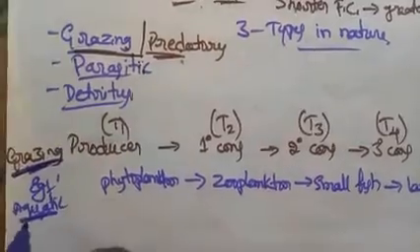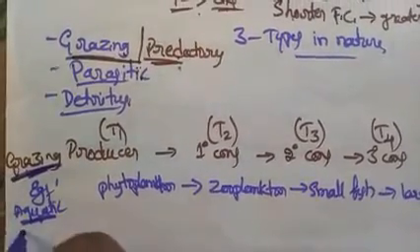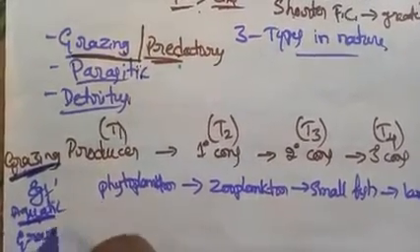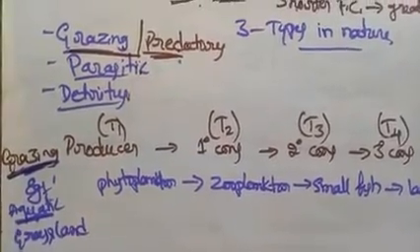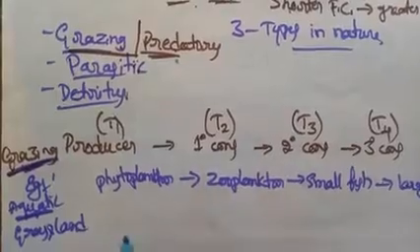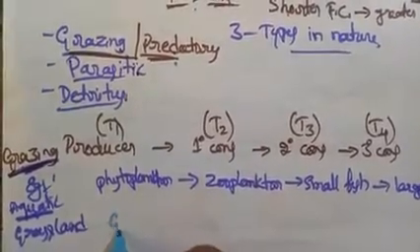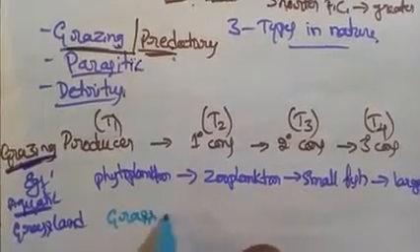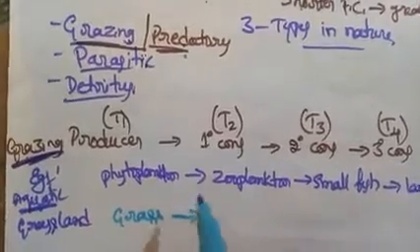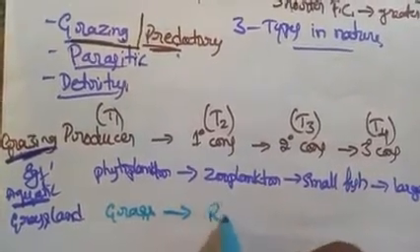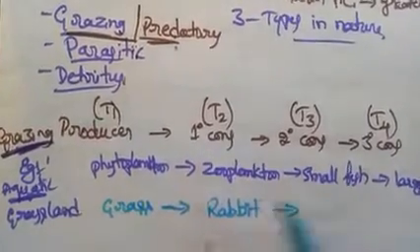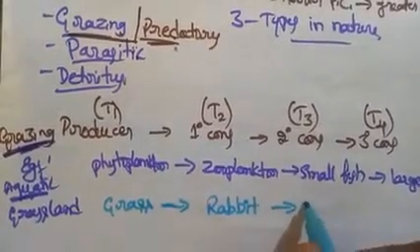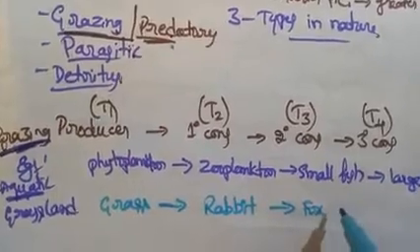So if we take a terrestrial ecosystem, we can come across an example of the grassland ecosystem. So in a grassland ecosystem, we can see the producer as grass. That is one trophic level, first trophic level. This grass is eaten by the herbivore called the rabbit. This is found in the second trophic level. This herbivore is eaten by the other organism called the fox.